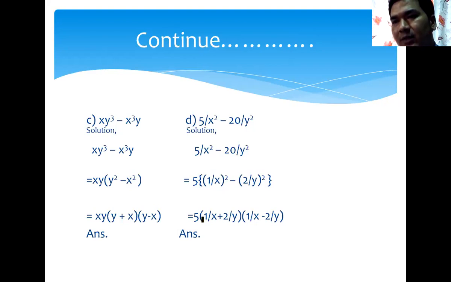In a plus b, a is 1 by x and b is 2 by y. So we get (1 by x plus 2 by y)(1 by x minus 2 by y). Like this we resolve into factors by using the a square minus b square formula. Now let's move to the next slide.